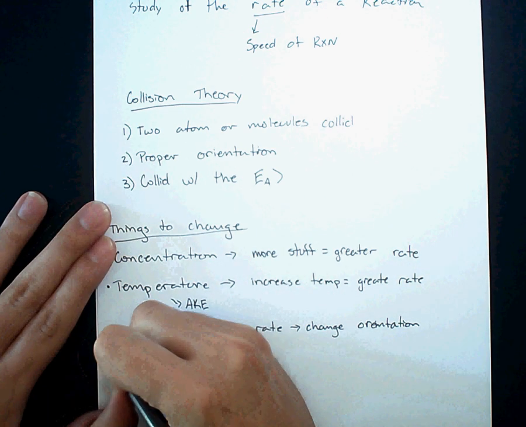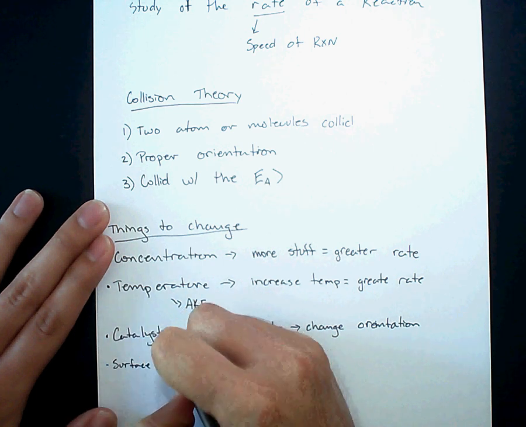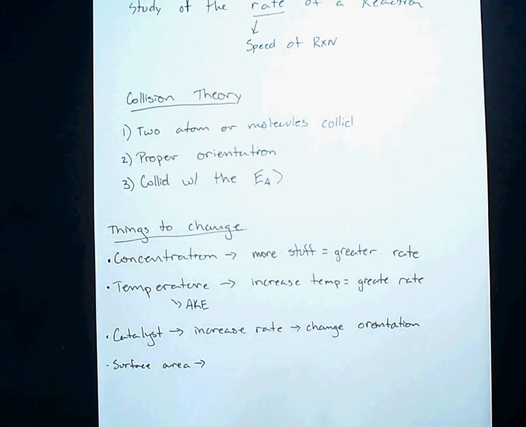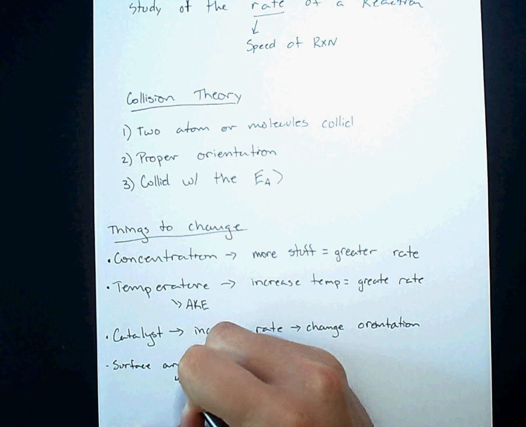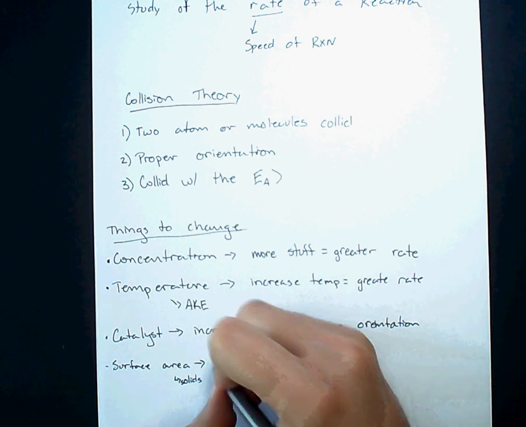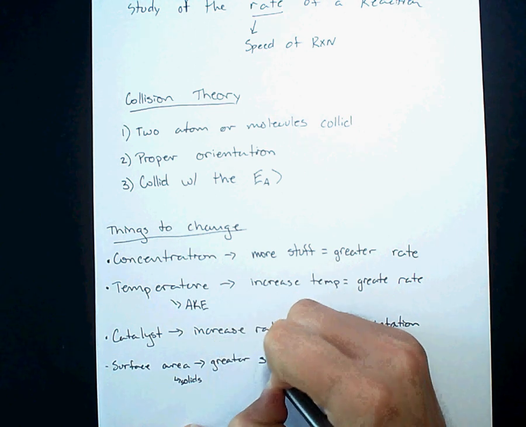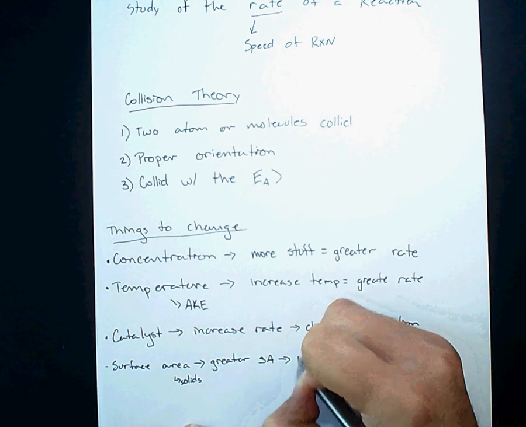Another one is surface area. Now, surface area is kind of weird. In order to increase the rate, we need to increase the surface area of whatever we're talking about. Now, surface area really only applies to solids, because we can easily change the surface area of a solid. So if we have greater surface area, that's going to increase the rate.